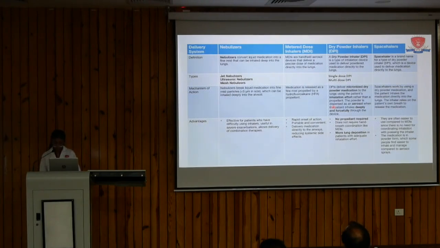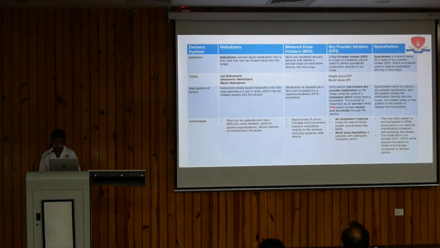MDIs or metered dose inhalers deliver aerosolized medication using a propellant. They provide rapid onset of action and are portable and convenient for daily use. Dry powder inhalers or DPIs use the patient's own inhalation effort to deliver micronized dry powder medication. They do not require a propellant and ensure more lung deposition in patients with adequate inhalation effort.